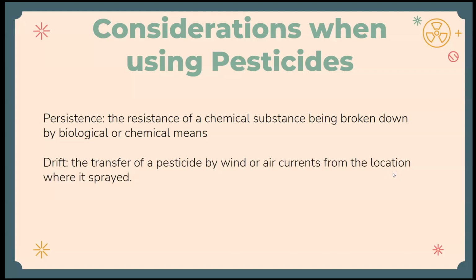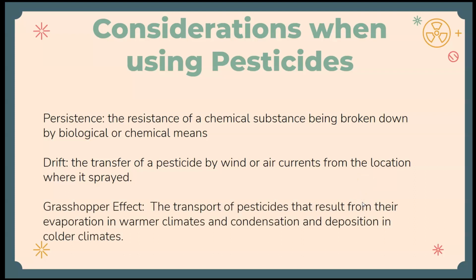Another one we have to look at is what we would call drift. How long it lasts in the environment is persistence, but drift is if we spray this pesticide or put it somewhere, can it be transferred to other areas that we do not want it to actually target? Will we end up causing damage to other areas around the location where the pesticide was sprayed? Will we kill animals? Will we kill plants? We have to look at the drift part of the considerations.